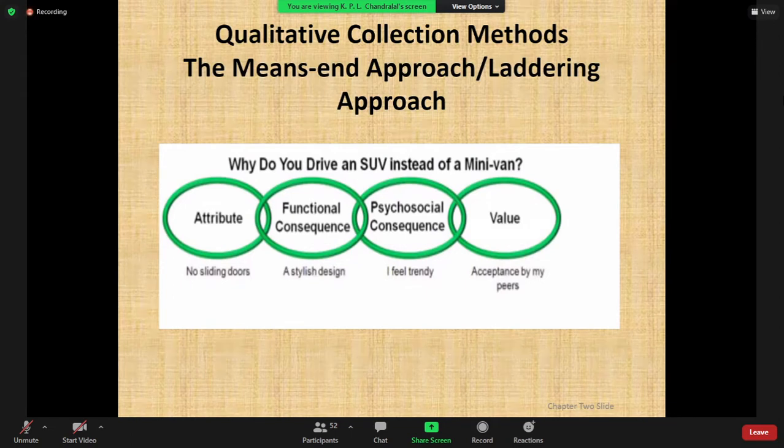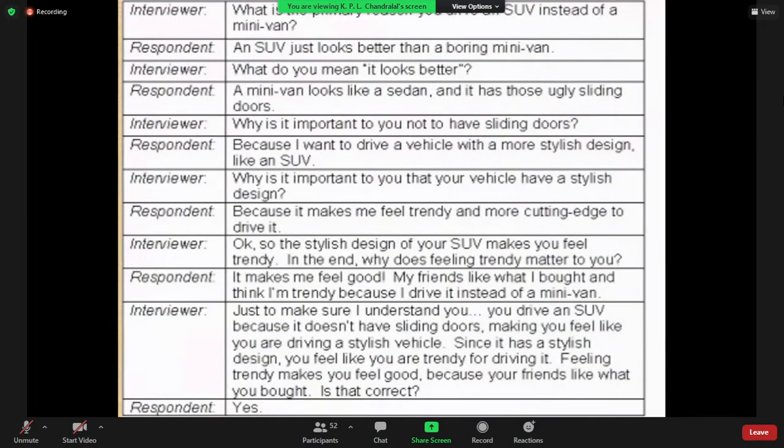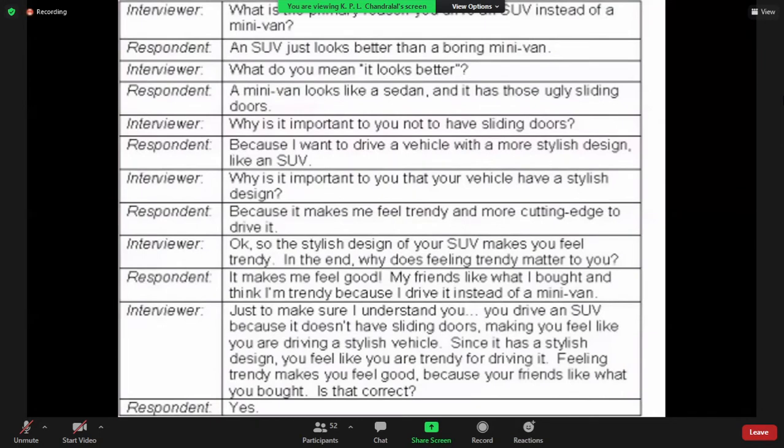Apparently the customer thinks he purchased it due to not having sliding doors, but now both the researcher and the customer know that the person purchased with that value as the motive. Now this is the laddering technique, a very brief example. Interviewer: what is the primary reason for you to drive an SUV instead of a minivan? The participant said, an SUV just looks better than a boring minivan.